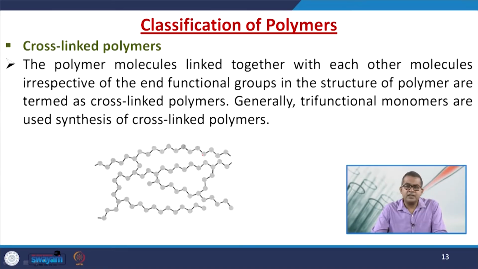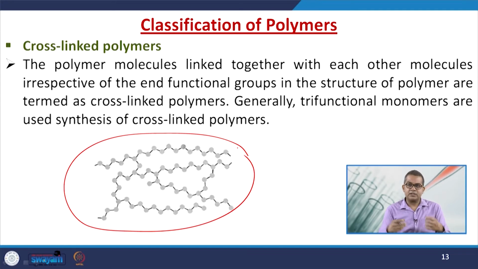Now, come to the last sub basket of the third basket, that is the cross-linked polymer. Now, this cross-linked polymer, if you see in this particular figure, the things are linked together in a compact form. The polymer molecules link together with each other or other molecules irrespective of the end functional group in the structure of the polymer. They are termed as cross-linked polymers, and generally trifunctional molecules or monomers are used in the synthesis of cross-linked polymers.